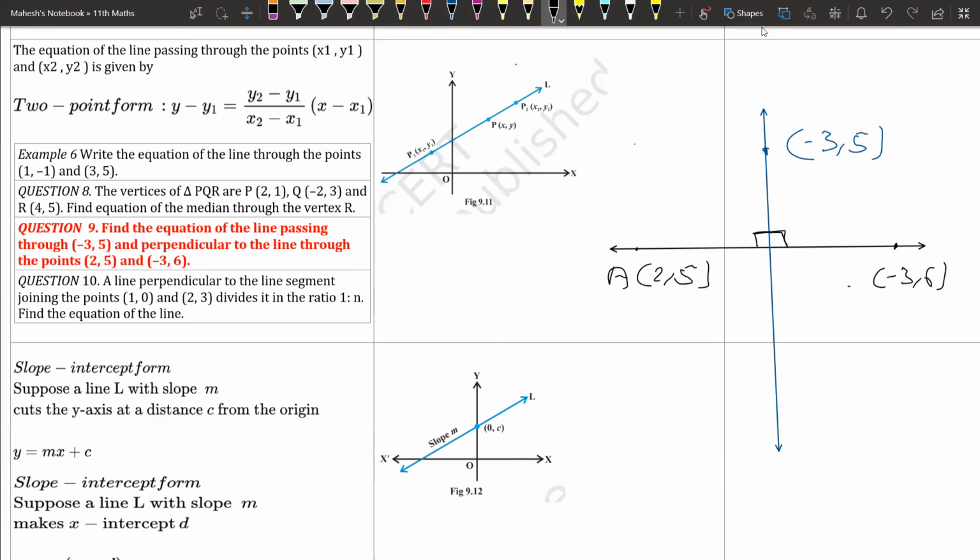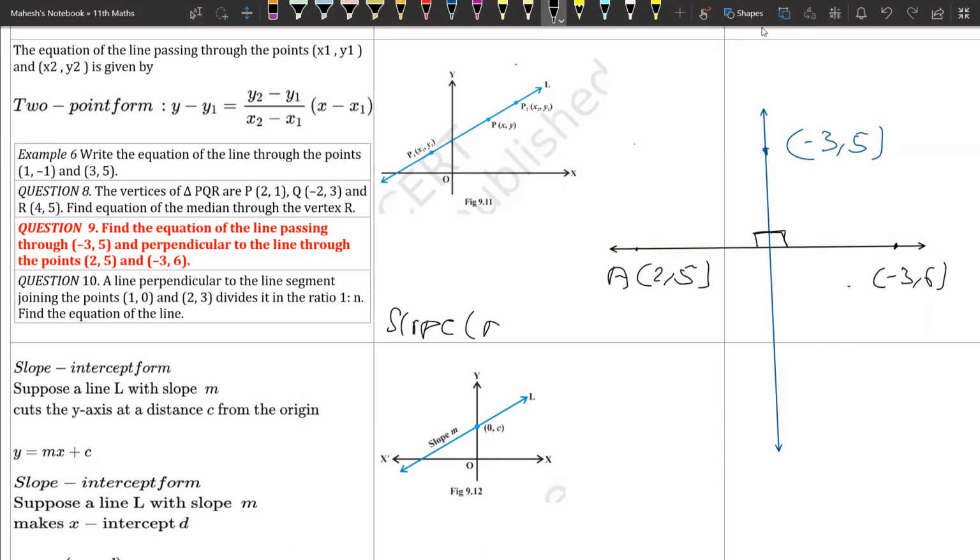So what we can see here is that since we know one point through which this line is passing, we are looking for its slope. First we will obtain the slope of this line AB, right? And as you know, the other line, the blue line in this case, is perpendicular, so we can obtain the slope of the other line also. So let's begin by finding the slope of this line AB.